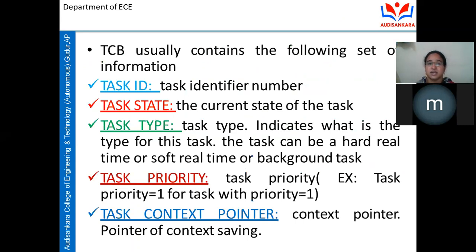And this task control block usually contains the following information: the task ID, task state, the type of the task, task priority, task context pointer, memory pointer, stack pointer, and task pointer also. These are some of the contents of the task control block. And what is the task ID? It is an identification number. Each task is given a unique number that is maintained by the TCB. And which state the task is in: it has several states in the life cycle of the task or process, which we are going to discuss when we discuss tasks, processes, and threads.